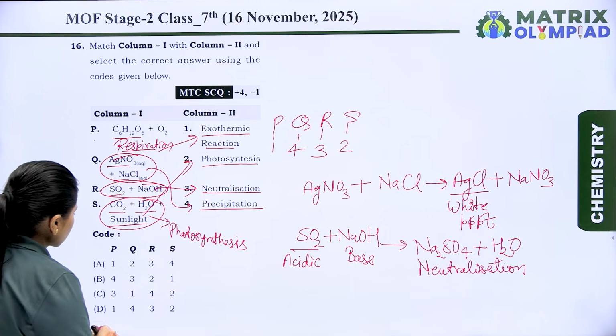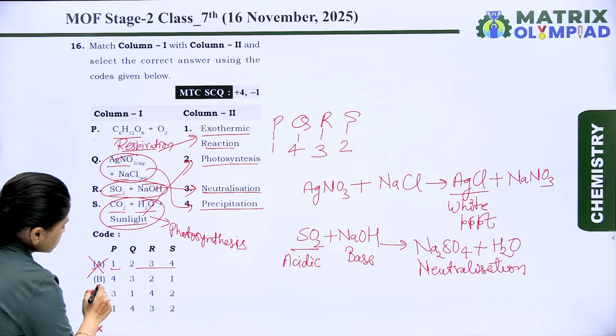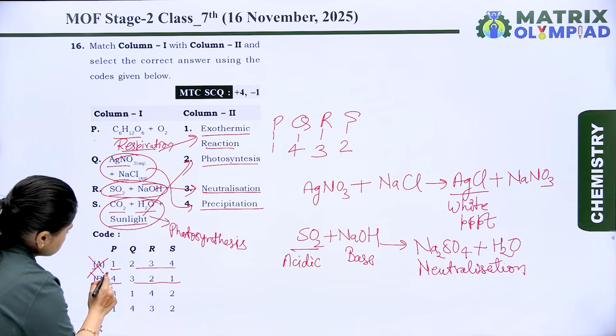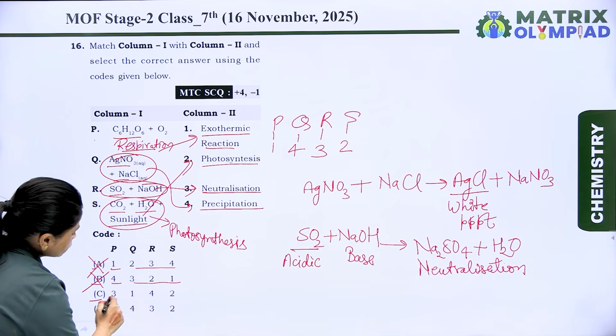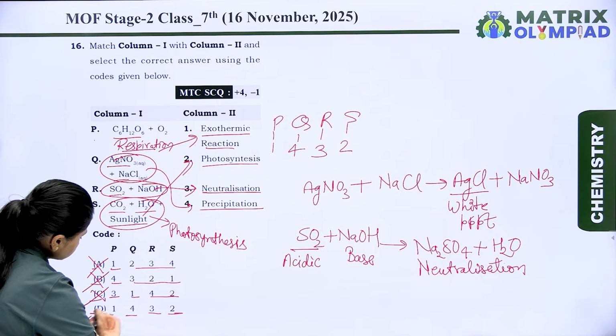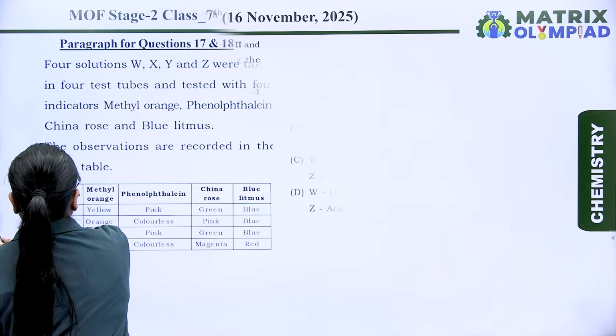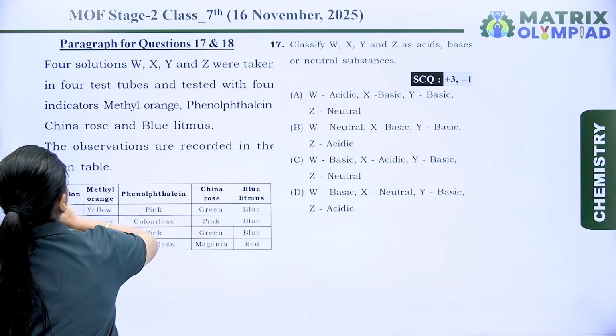Now the options are, option A 1 2 3 4, this is wrong. Option B 4 3 2 1, this is again wrong. Option C 3 1 4 2, this is again wrong. Option D 1 4 3 2, and this is the correct option. Now the next question is paragraph based.